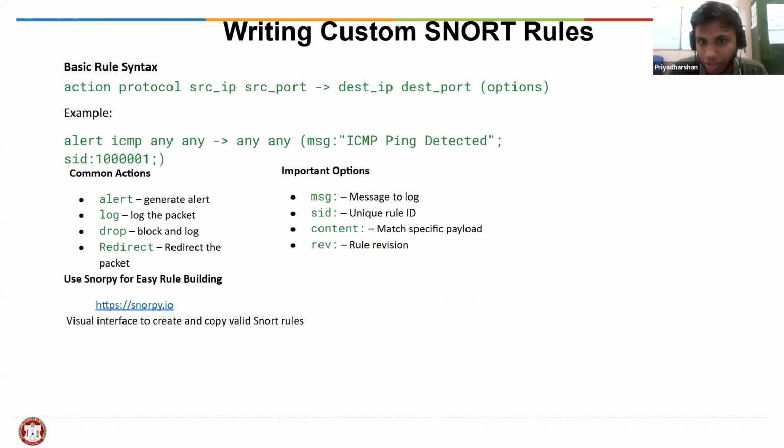Writing custom rules. You can see the basic rule syntax. The action defines what we do: generate an alert, log, drop the packet, or redirect the traffic. First we mention the action. Next, the protocol. Which protocol does the attacker use to communicate with us? That may be TCP or UDP, or even an ICMP packet protocol.